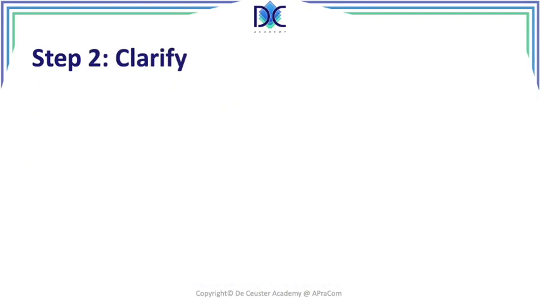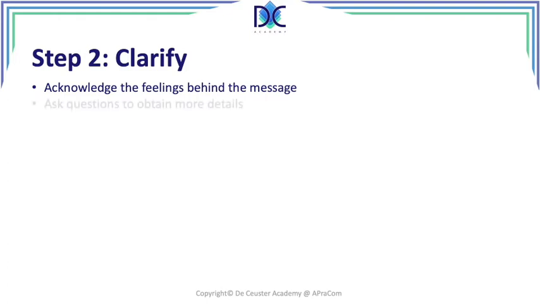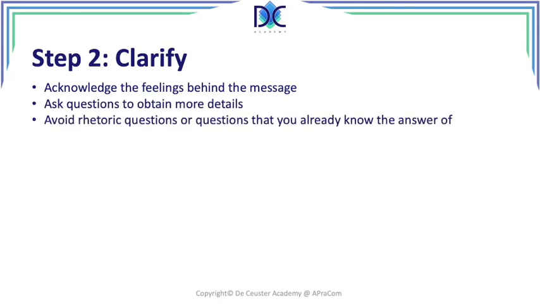The second thing is to clarify. We have to clarify what the message is about. We have to acknowledge the feelings behind the message, and we want to clarify, so we have to ask questions to obtain more details. We avoid rhetorical questions or questions that you already know the answer to. When you ask a question but you already know the answer, you're in fact losing time. Rhetorical questions, you don't get an answer. It doesn't bring anything to you. You have to have open questions so that the person can clarify the message.